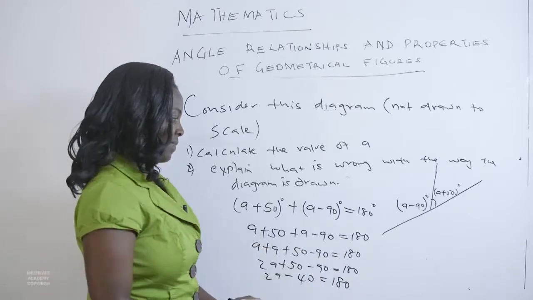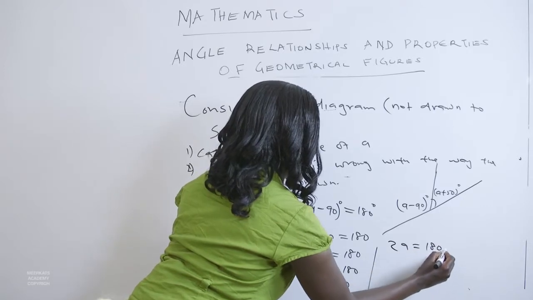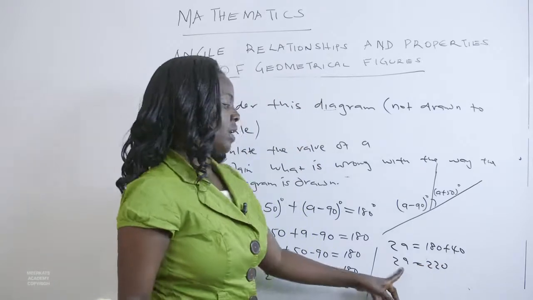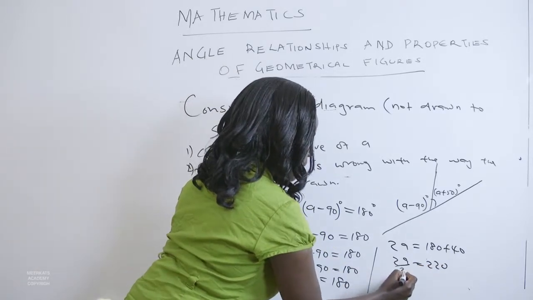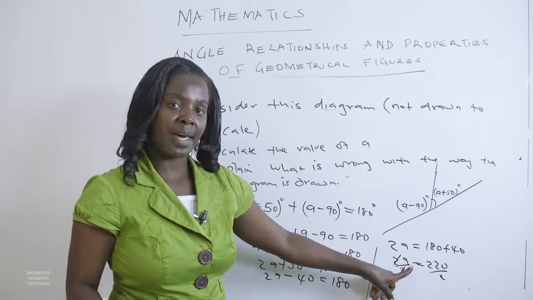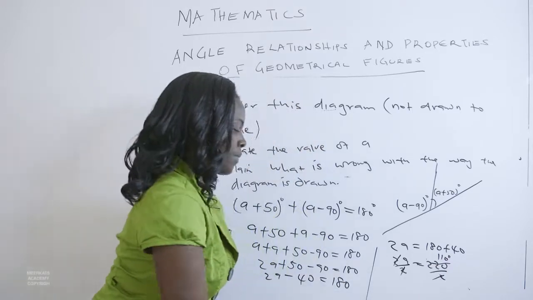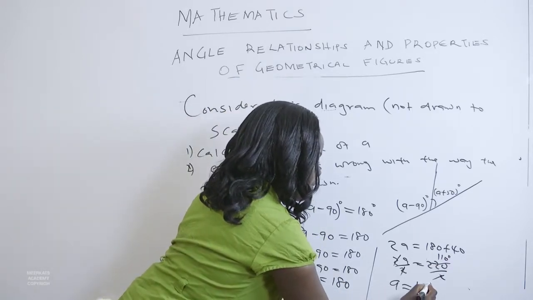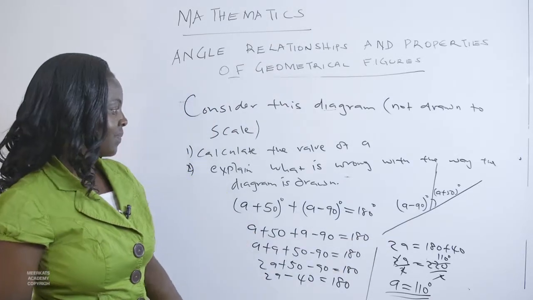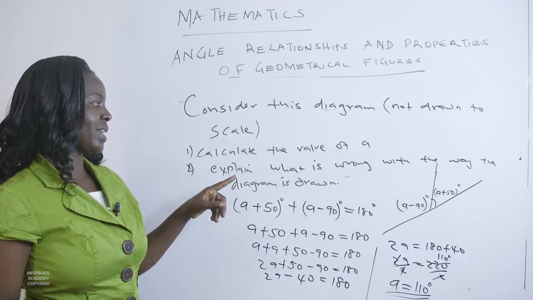We take 40 to the other side. So 2A will give us 220. We divide by 2 so that we have A on this side alone. So the value of A is 110 degrees. The other part is, now explain what is wrong with the way the diagram is drawn.